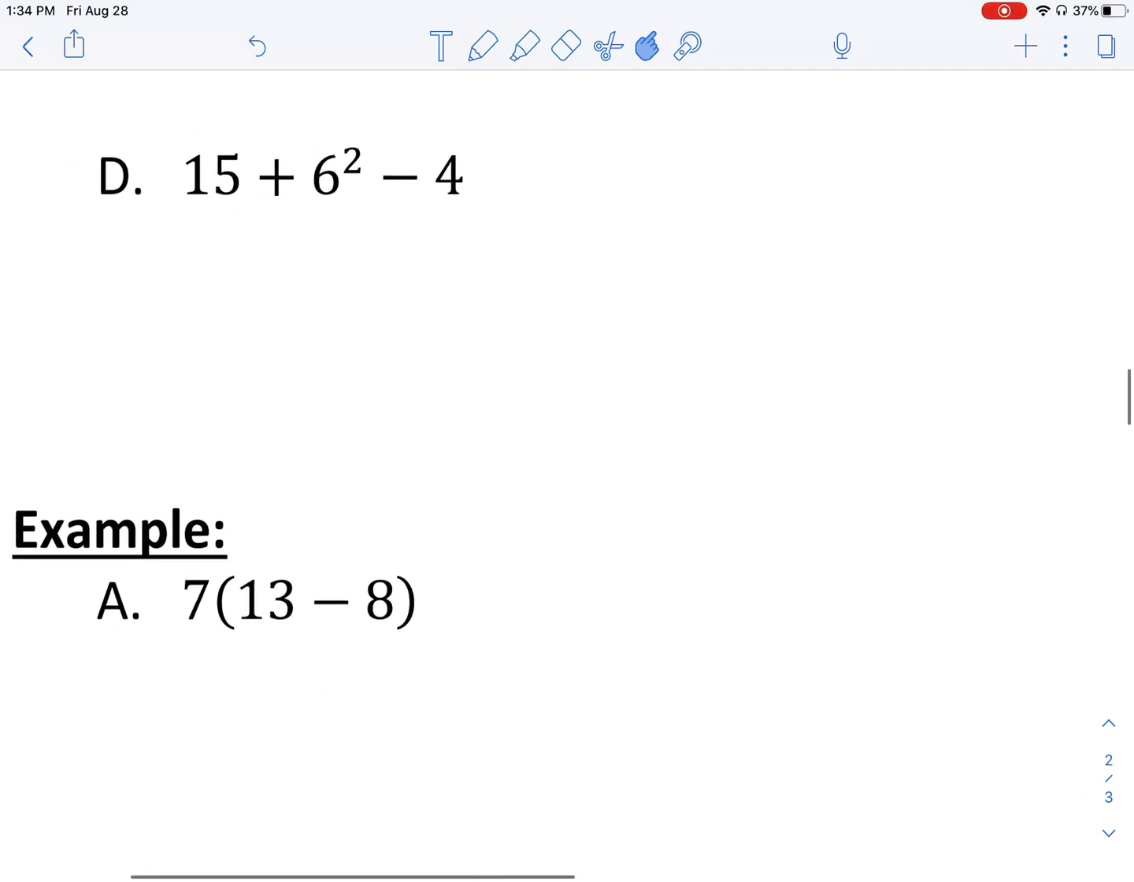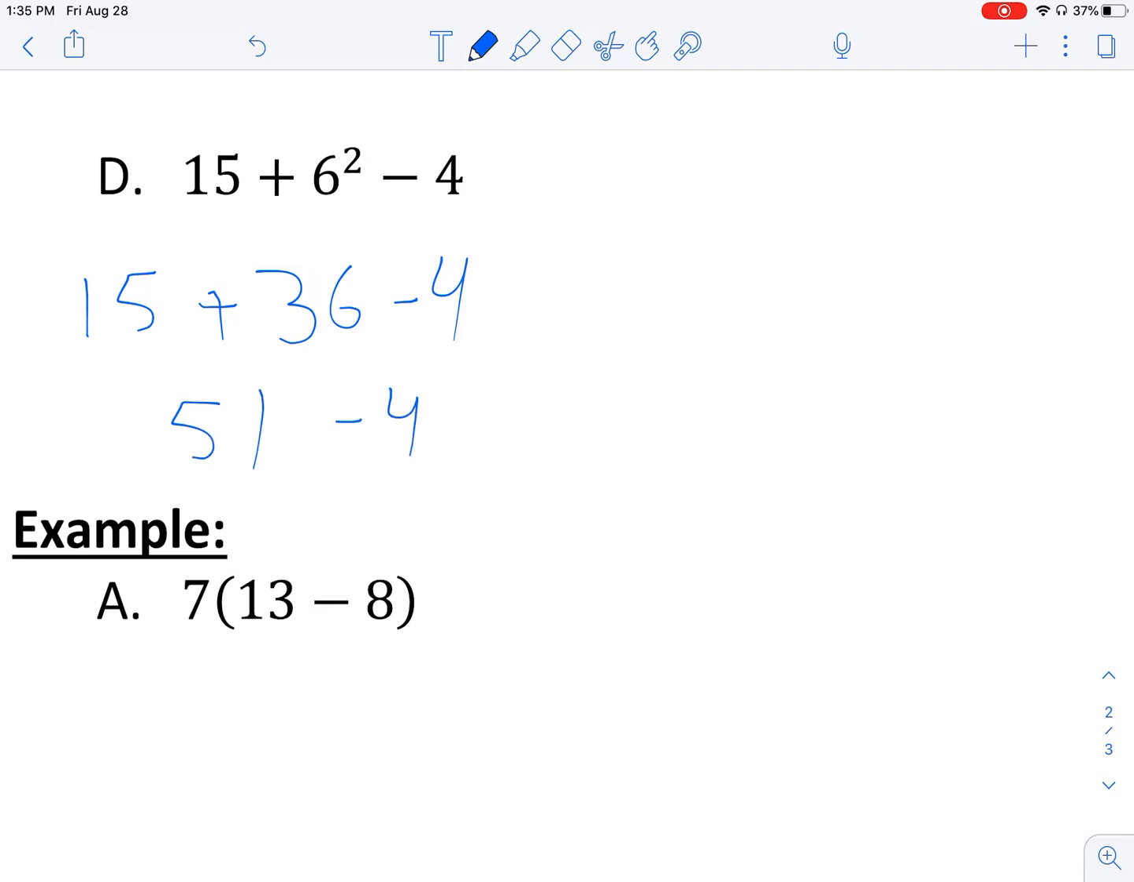We have D down here, same concept. So you're going to have 15 plus, so again, I didn't do anything different. We want to work in order of PEMDAS. P-E-M-D-A-S. So E is exponent, so 6 squared is 36 minus 4. And at this point, you have an addition and a subtraction symbol, so it doesn't matter which one you do first, but I would tell you to work from left to right. Okay, so as we do this, we get 15 plus 36, which is 51, minus 4, which gives you 47.